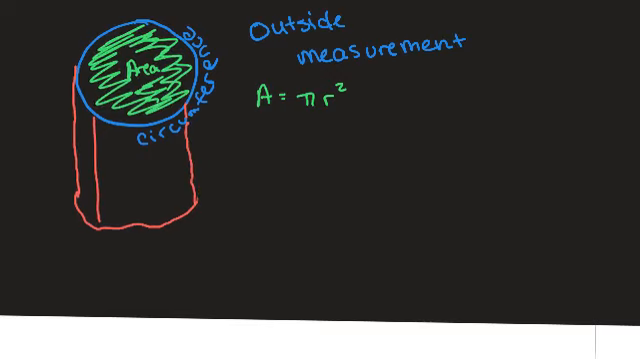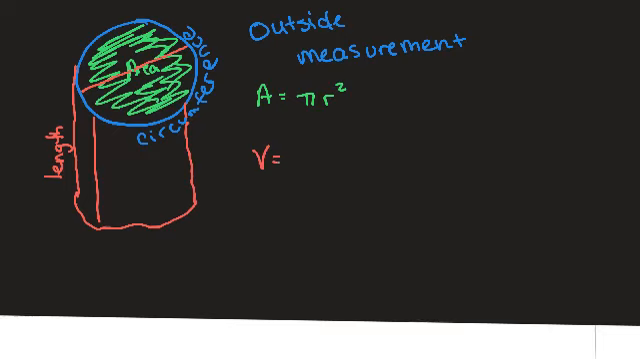In this case, it's a cylinder, okay? And a cylinder has not only a diameter, but it also has a length. And so we can use those measurements to find the formula for volume.